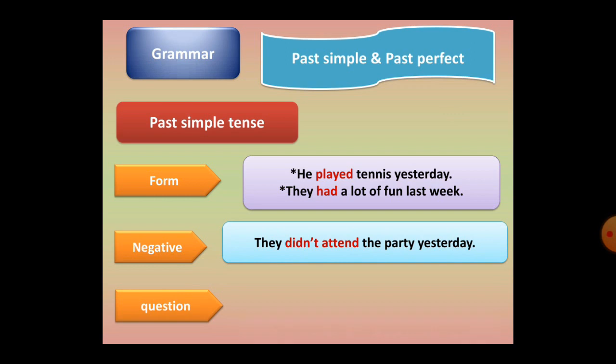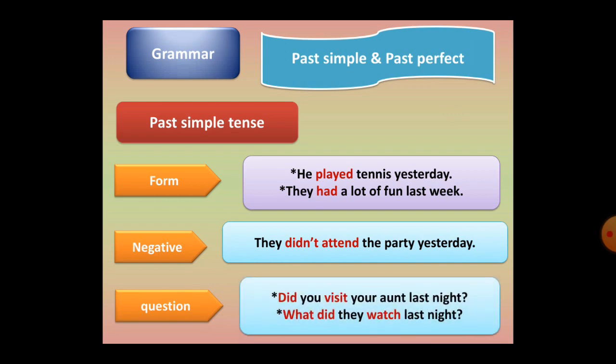Question. Here's the form. There are two kinds of questions. A short form, which is did plus subject plus infinitive, or the full question form, which is a question word, like what, followed by did, subject, and the infinitive. Did you visit your aunt last week? You would answer the first with the short form, yes or no, and the second one you are going to answer with a complete sentence.